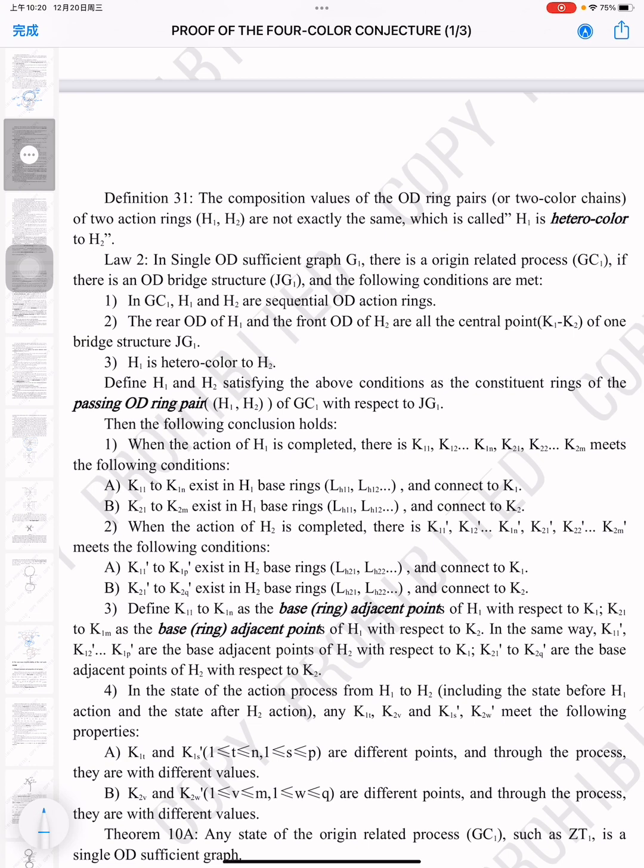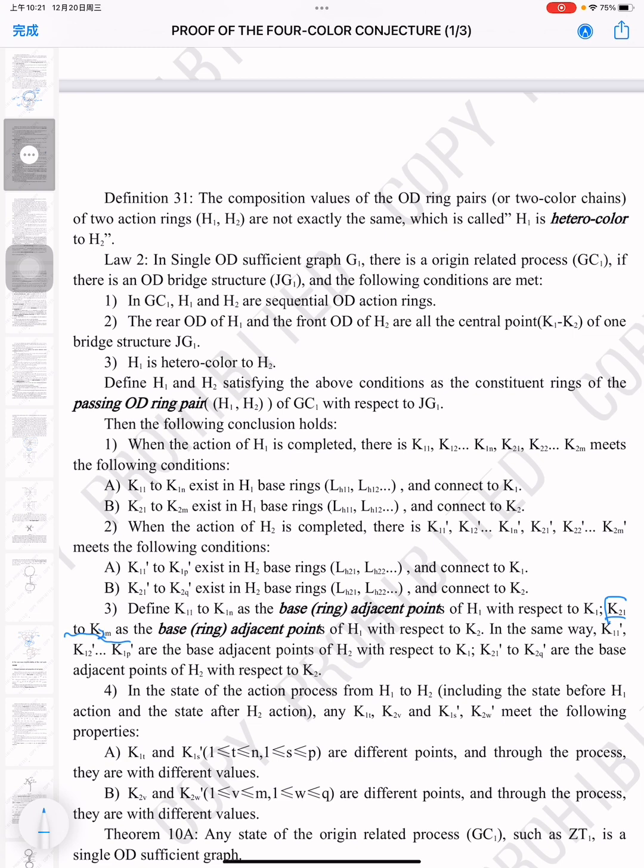3. Define K11 to K1n as the base ring adjacent points of H1 with respect to K1, and K21 to K2m as the base ring adjacent points of H1 with respect to K2. In the same way, K11', K12' to K1p' are the base adjacent points of H2 with respect to K1. K21' to K2q' are the base adjacent points of H2 with respect to K2.